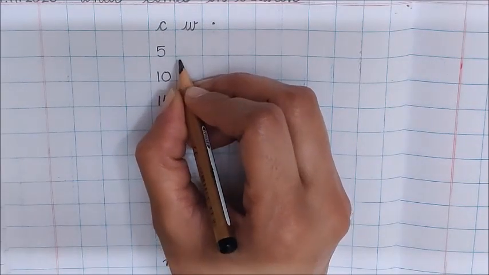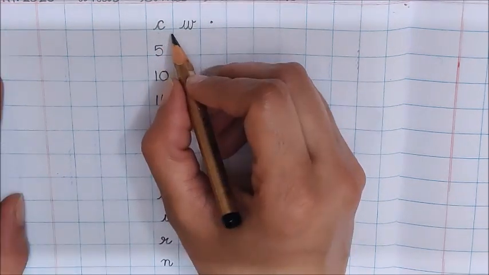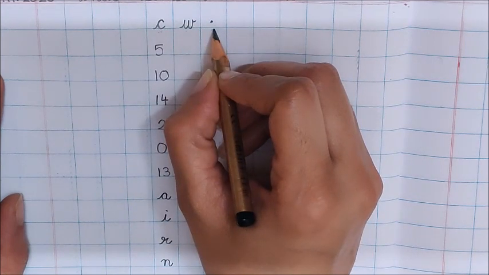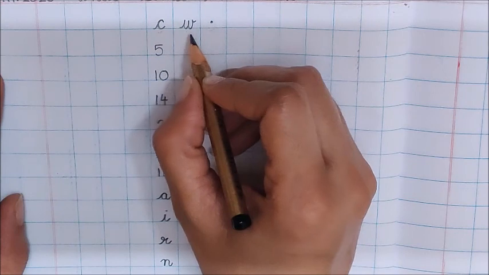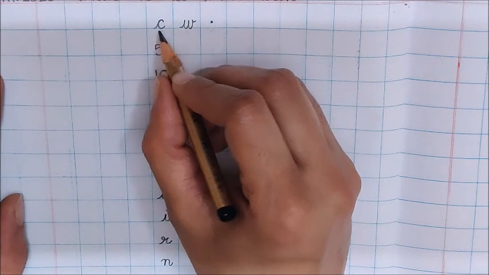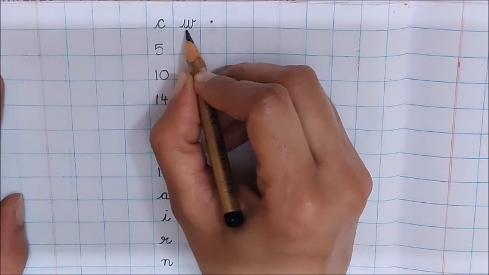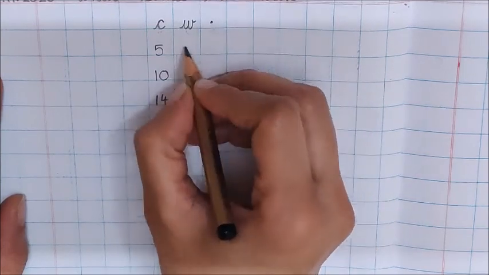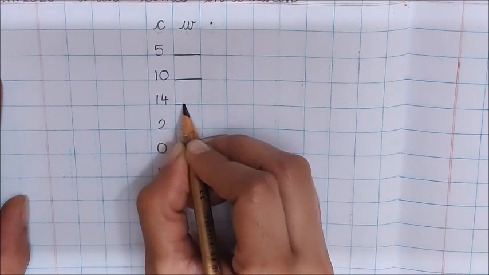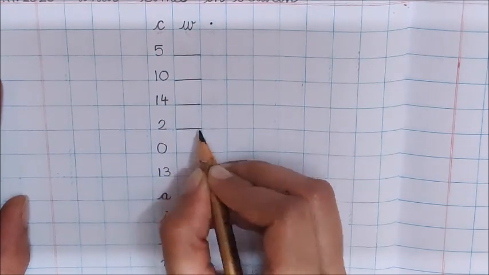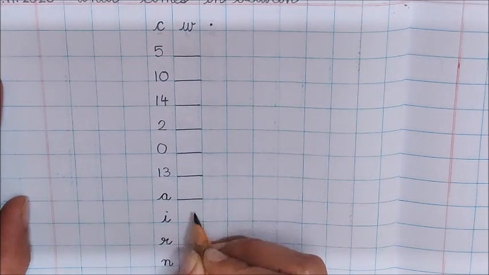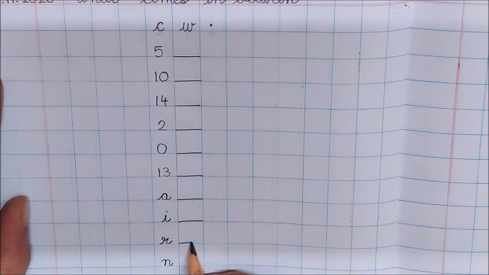Now children, below W we have to put dash. But before that children, tell me, what is in between C and dot? Look, look, look. Kya hai C aur dot ke beech mein? W. W is in between C and dot. So below W now children, we have to put dash. Come on, put dash. Dash, dash, dash. Come on children, put dash.